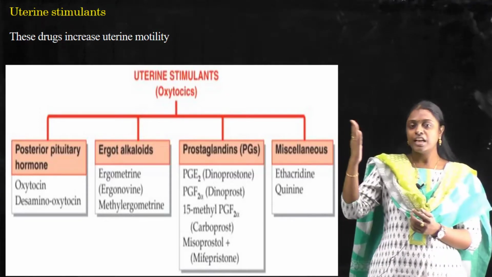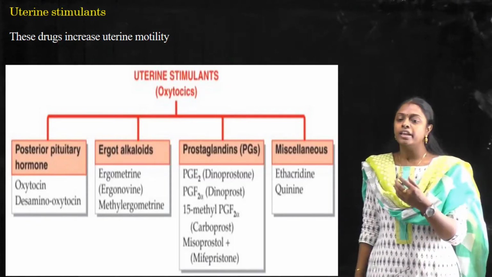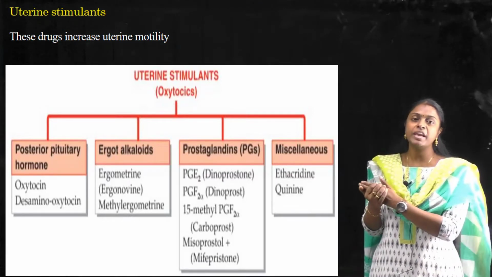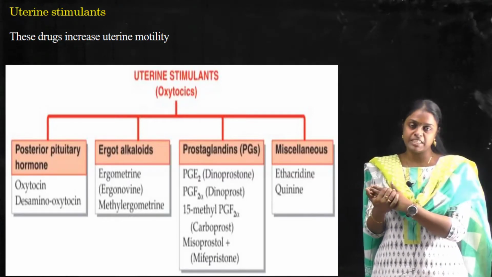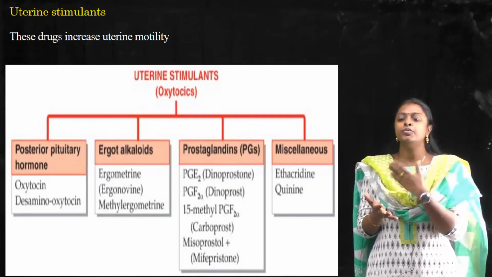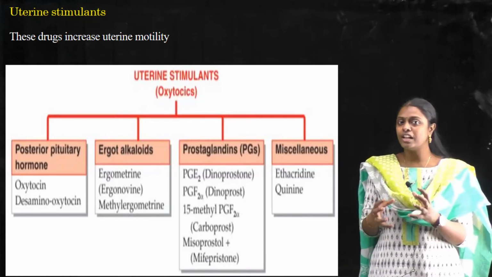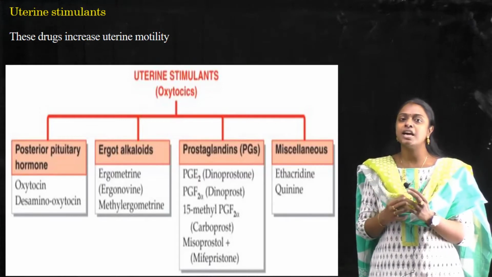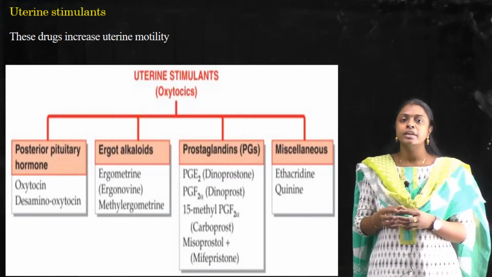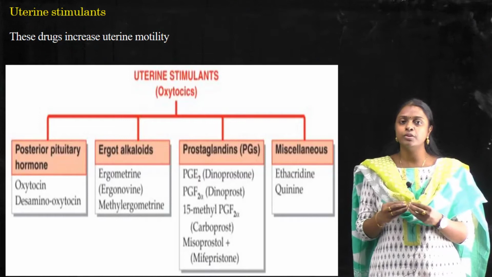Let's see the classification of uterine stimulants. If you see here, you will be having 4 sub-classifications in uterine stimulants. The first one is posterior pituitary hormone, which is a natural hormone present in our body, that is oxytocin. And next one is des-amino-oxytocin.